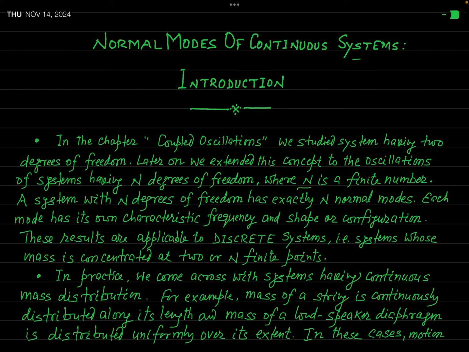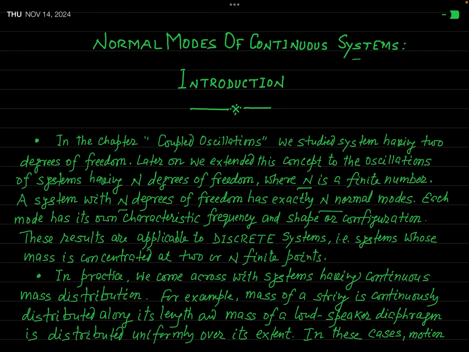So we have discussed the problem of coupled oscillations where n oscillators have been coupled, where n is a finite number. In fact, we have seen that a system with n degrees of freedom has exactly n normal modes. If the system has n degrees of freedom, then it has n normal modes. Already you have discussed this in our previous videos. Okay?